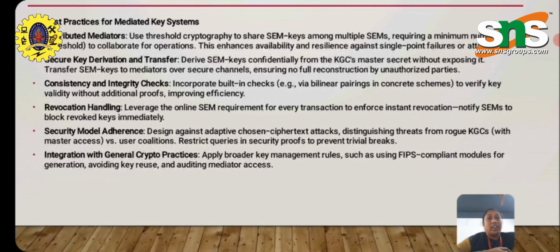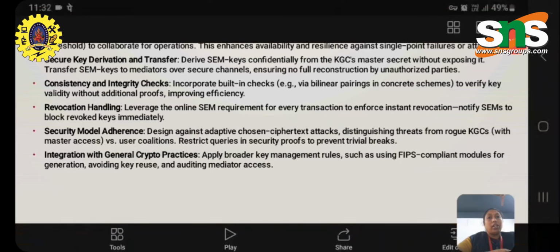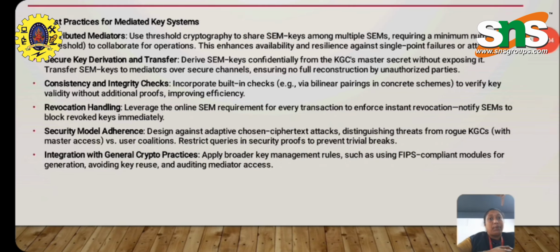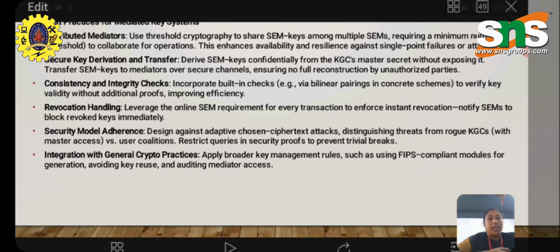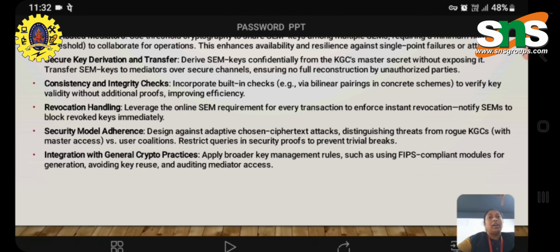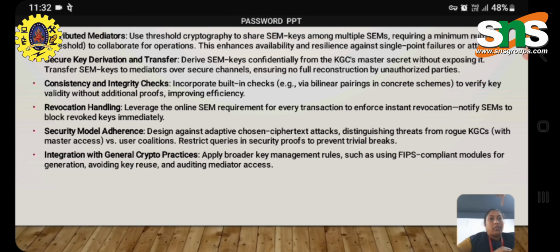Revocation handling leverages the online SEM requirement for every transaction to enforce instant revocation, notifying the SEM to block a revoked key immediately. It also uses restricted queries and secure proofs to prevent trivial breaks. Finally, apply proper key management rules, such as using FIPS-compliant modules for generation, avoiding key reuse, and auditing mediated access. This is the key to password security in computer networks. Thank you for this opportunity.